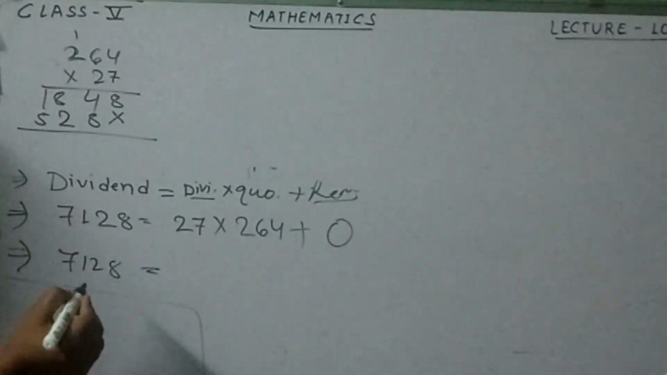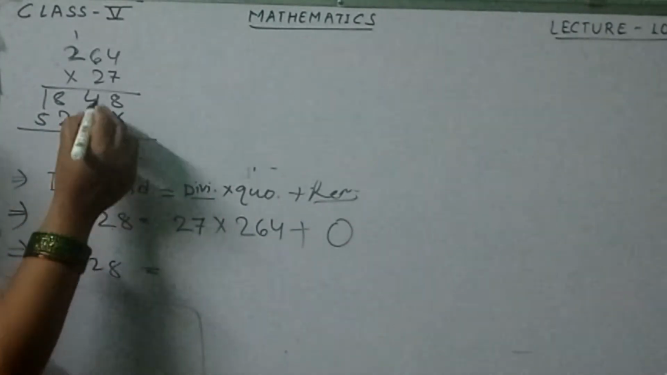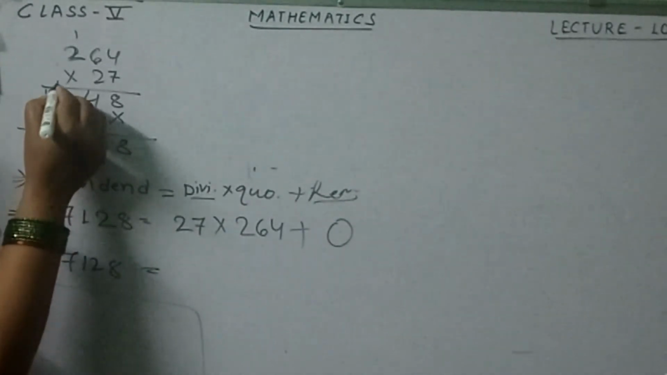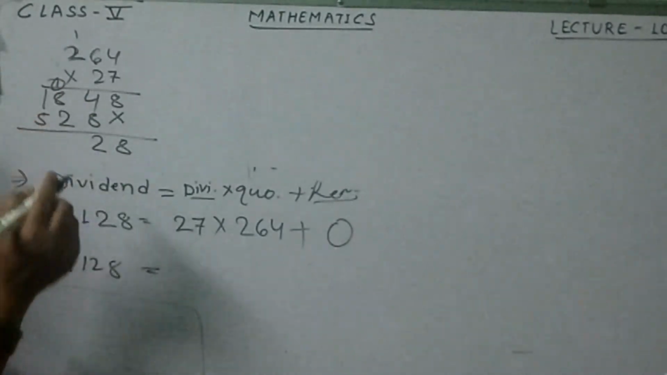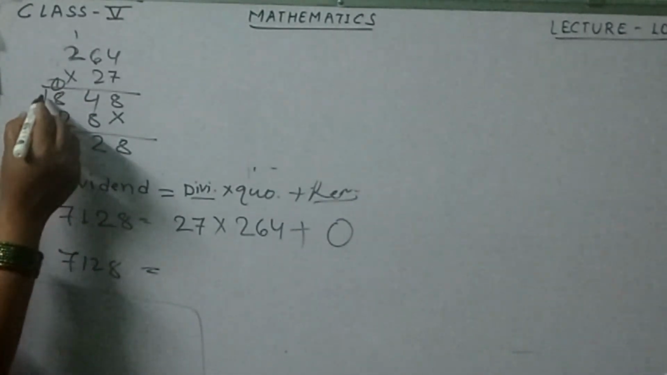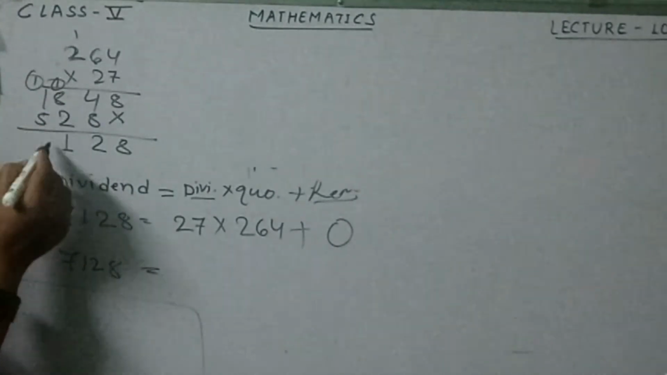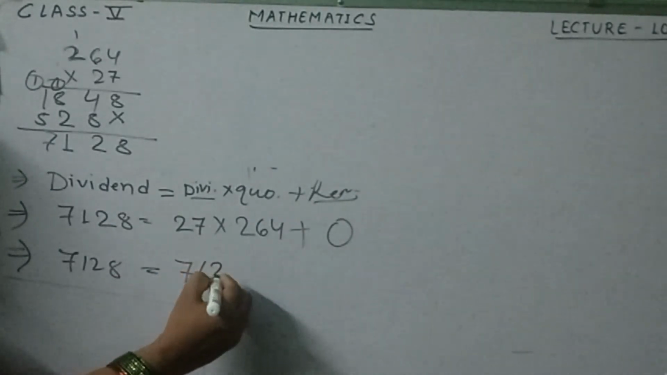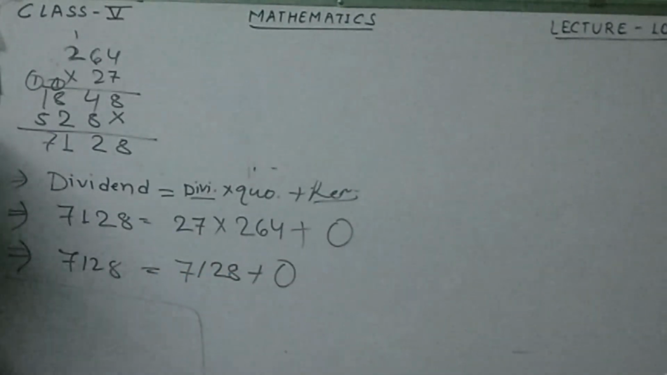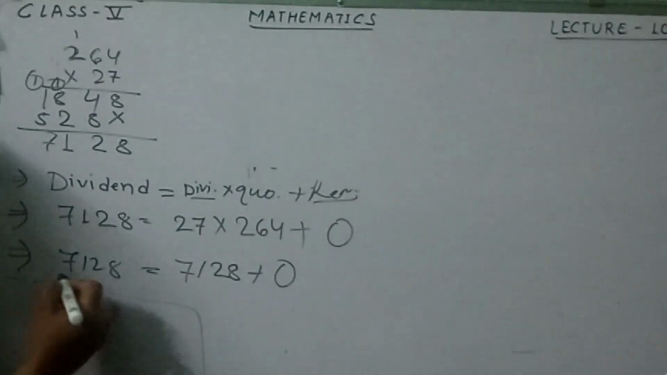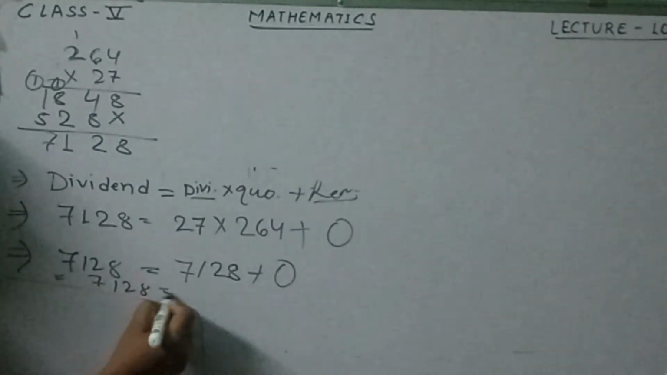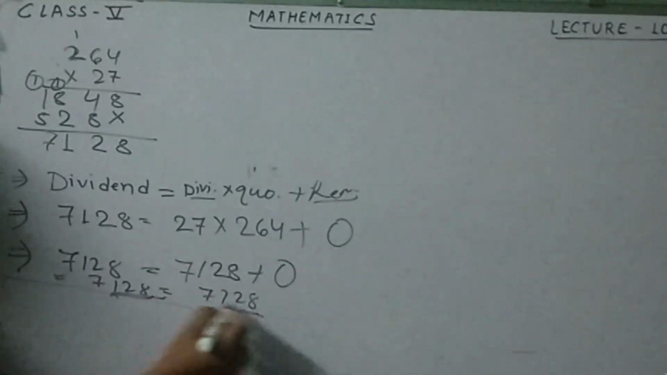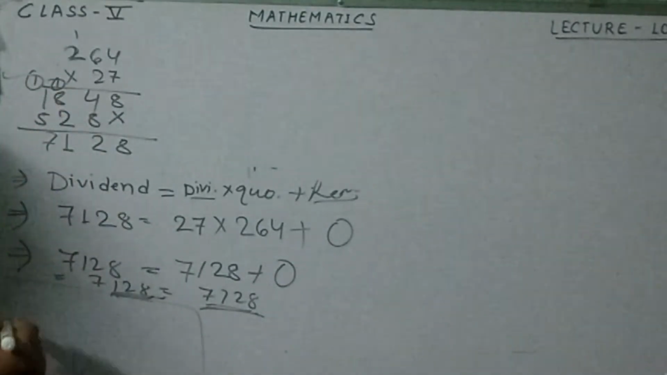Add these numbers together. See, 8, then 8 and 4 is 12. What will we write? 2, and 1 is carry here. 1 plus 8 is 9, plus 2 is 11. What will we write? 1, and 1 is carry. 1 plus 1 is 2, plus 5 is 7. So what came here? 7128 plus 0. Now see, 7128 and 0 means the same number, 7128. Both sides are equal. If both sides are equal, that means our division is correct.